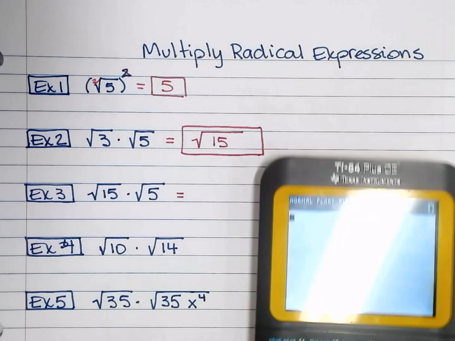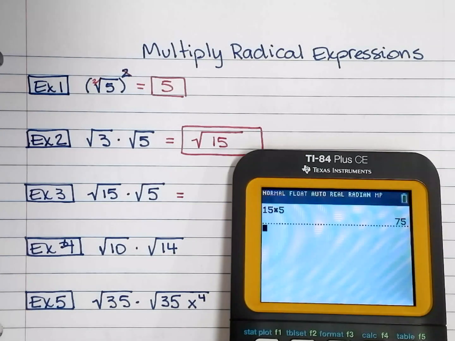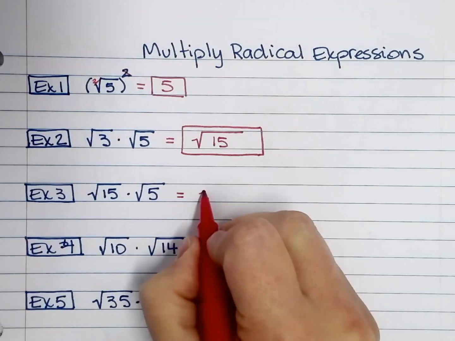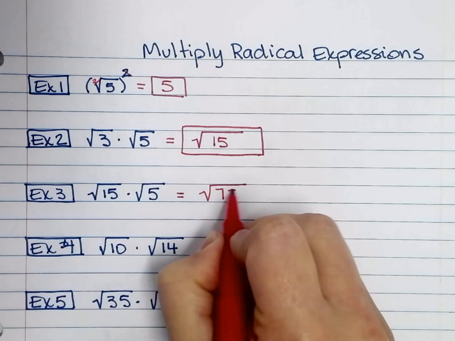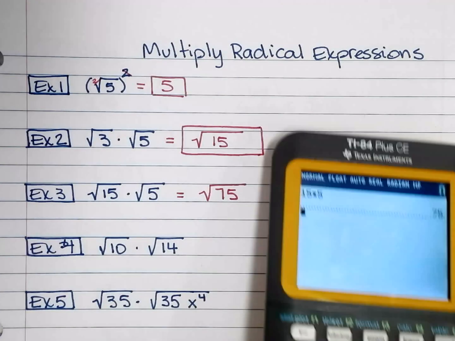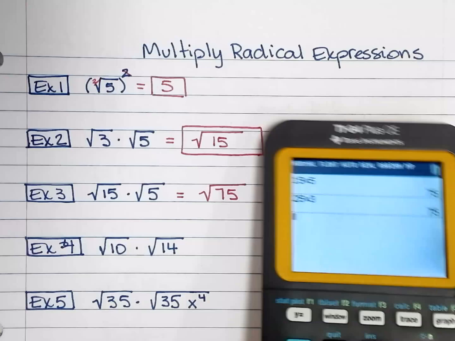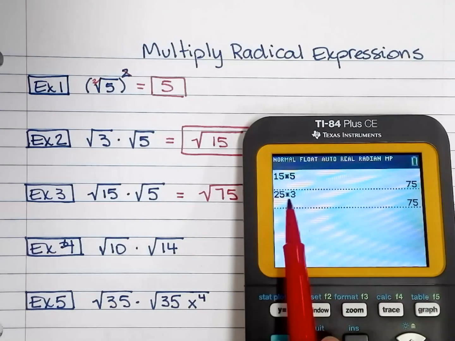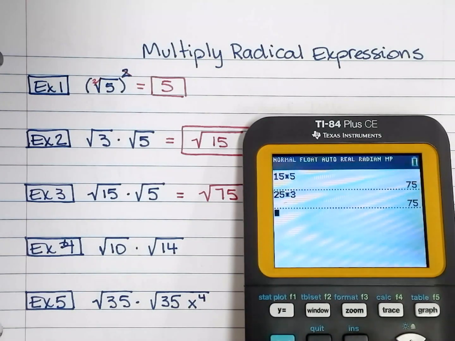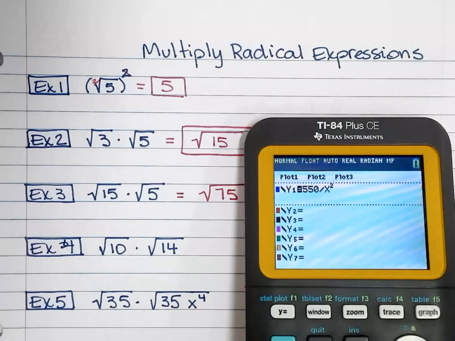Next one, I have 15 times 5. So 15 times 5 is 75. Okay, so I have square root of 75. Well, when I look at 75, I can do 25 times 3 is 75. And I know 25 is a square root. Okay, you have two ways to go about this one.